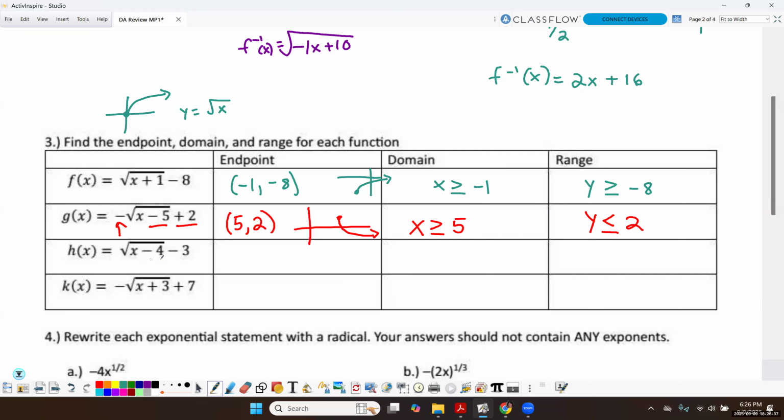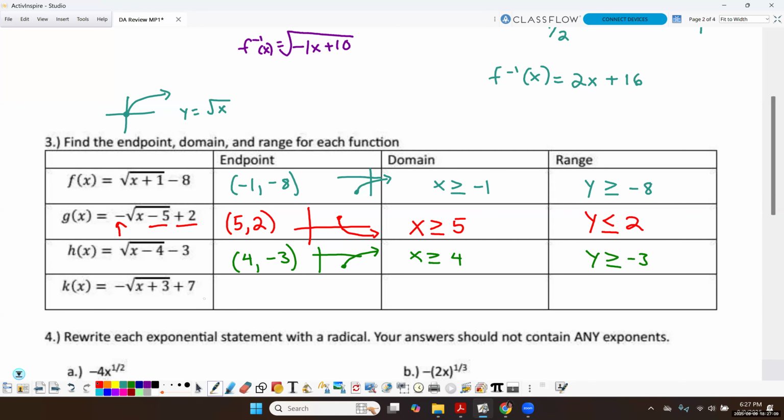H of x goes right 4 and down 3. No reflection. So right 4 and down 3, endpoint. The graph just looks like this. So x is greater than or equal to 4. Y is greater than or equal to -3. If you've been following along at this point, you really need to pause the video and try the next one by yourself.